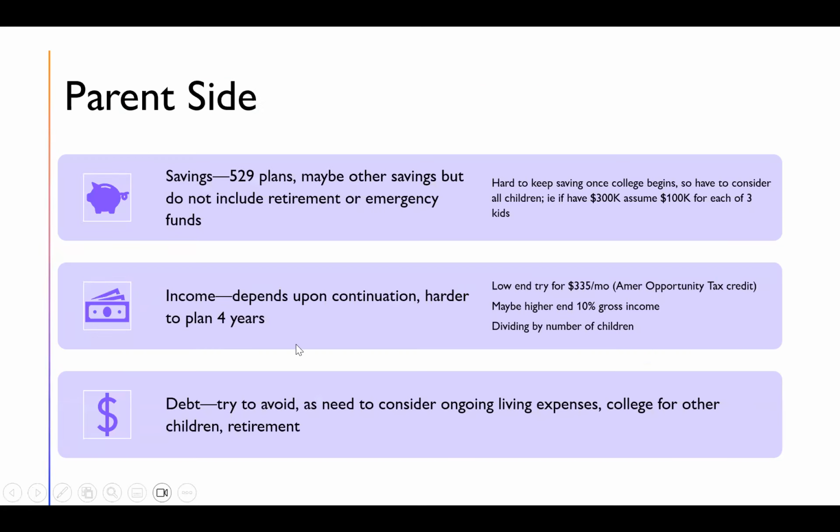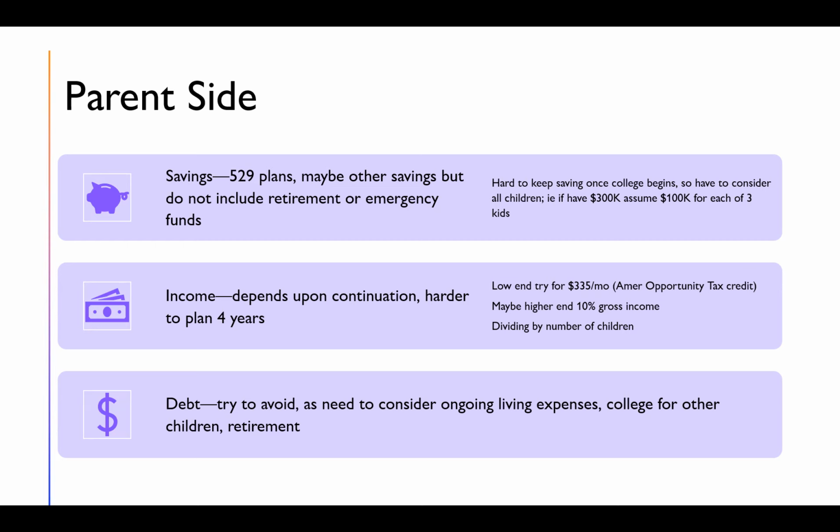On the parent side, some families have saved money, others may not. So if we're talking about savings, don't think about including retirement. Don't talk about emergency funds. It would be if you have a substantial amount of investments, 529s, and you also need to understand if you've saved money, you presumably like all of your children equally. So you need to divide that amount up over the number of students you have.